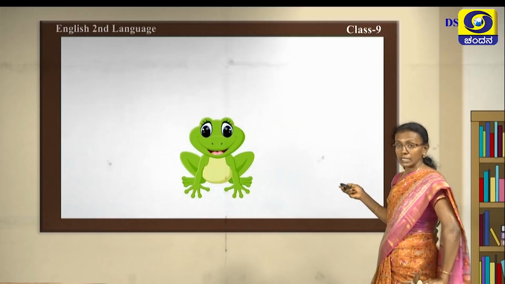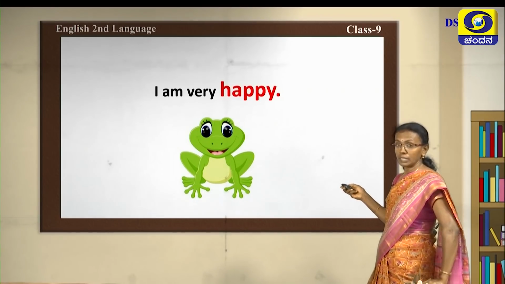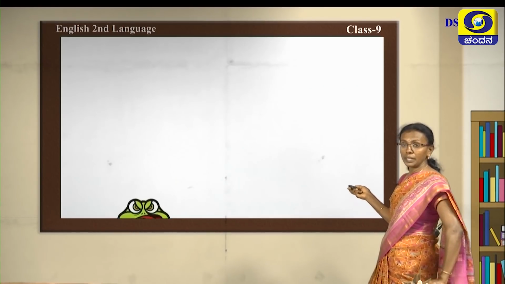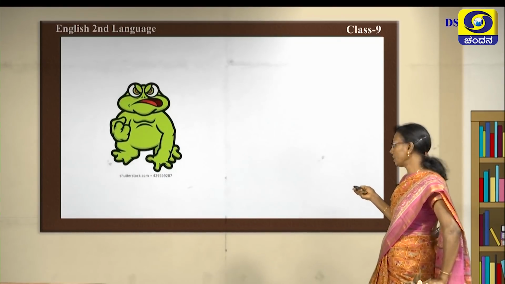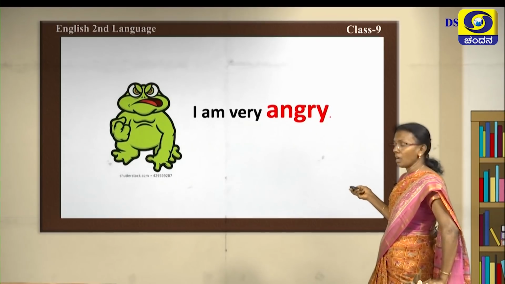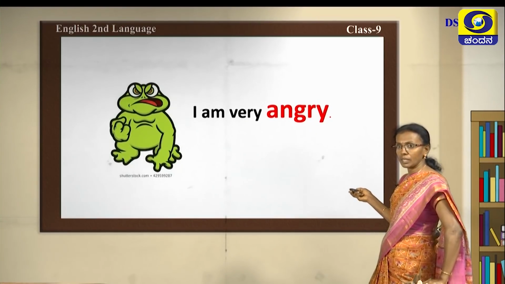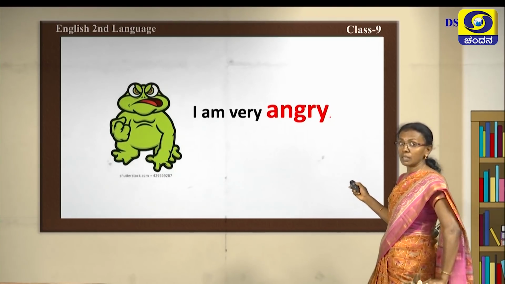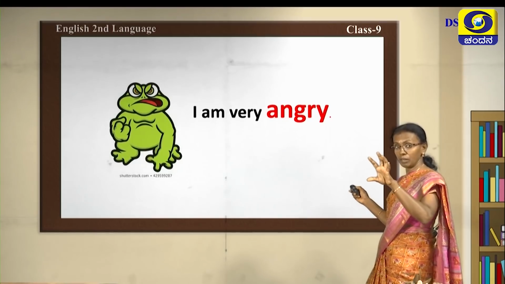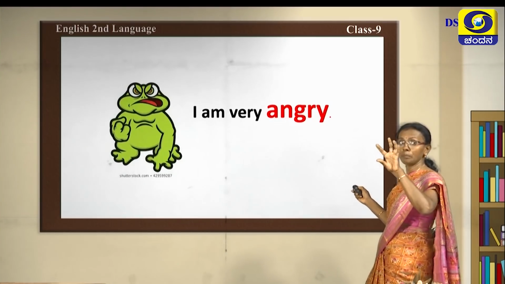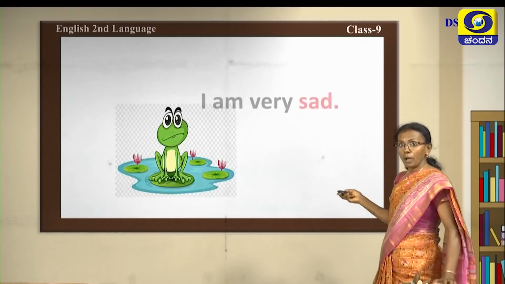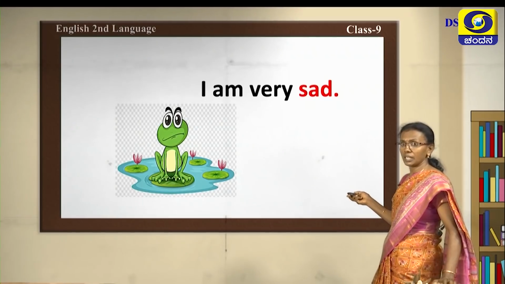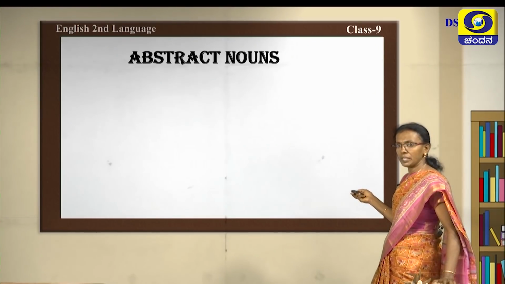See here you can see a frog. The frog is saying, I am very happy. And now you can see another one here. What is it telling? I am very angry. Please note the points I have made in red color, because you need to understand why I have made them red. And you can see that this frog is very sad. I am very sad. Is it not? So it is looking very sad.